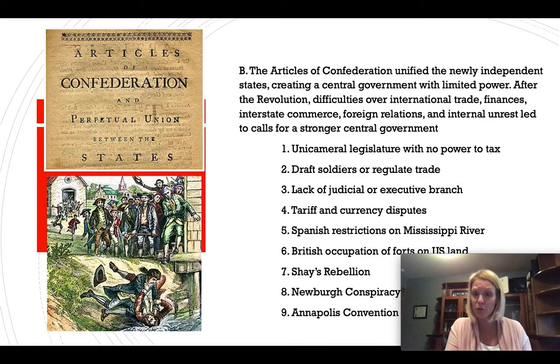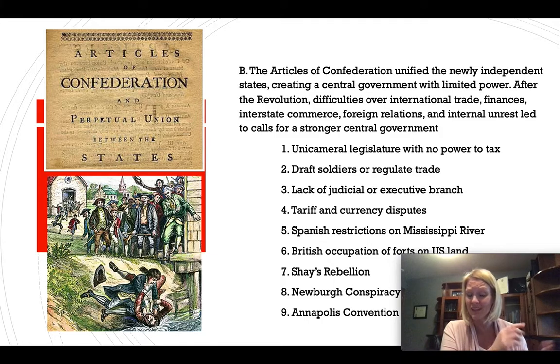So after the revolution, this is when we see that the Articles of Confederation just couldn't hold up. It just was not a strong enough document. And so we have to revise. But before we get there, let's talk about what the Articles of Confederation did and didn't do, because there were difficulties with trade, finance, commerce, and foreign relations, and there really was a need for a stronger central government.